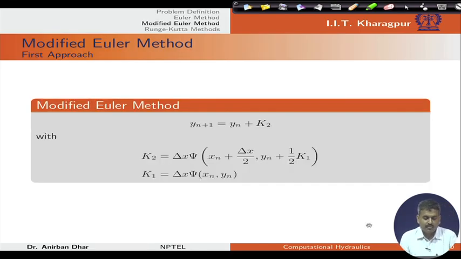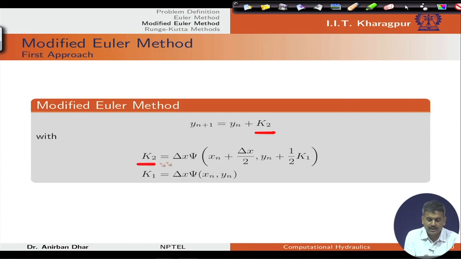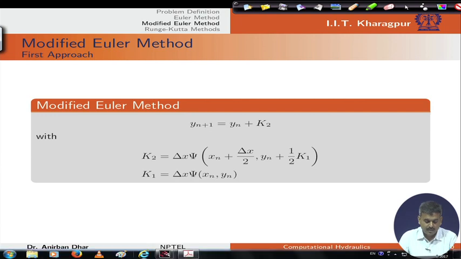This modified Euler method, we have this K2. K2 again is calculated from K1. This K1 is similar to our Euler step, but K2 is calculated at half of that, or half step. So, let us utilize this one for our problem.